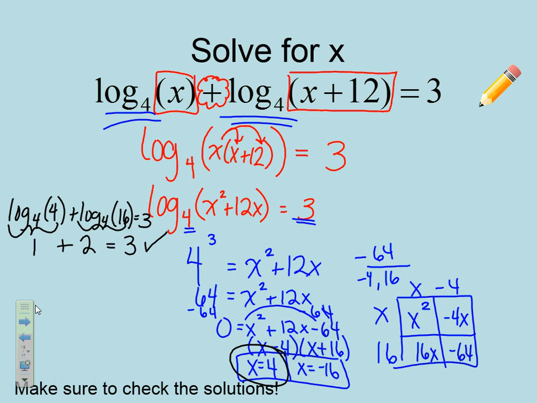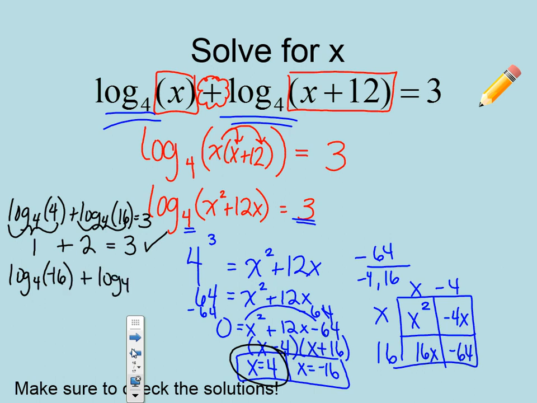Now let's go to that negative 16, doing the same thing. Log base 4 of negative 16 plus log base 4 of negative 16 plus 12, which is negative 4, equals 3. So now trying to evaluate this in my calculator, log negative 16 divided by log 4, guess what happens? You get a big ol' error. Can't do that, okay? Can't evaluate that. That's the one that's extraneous for us. So we don't want to list him as a solution.